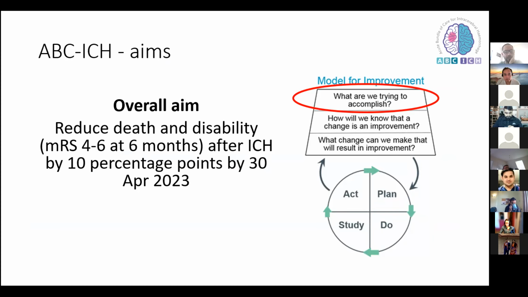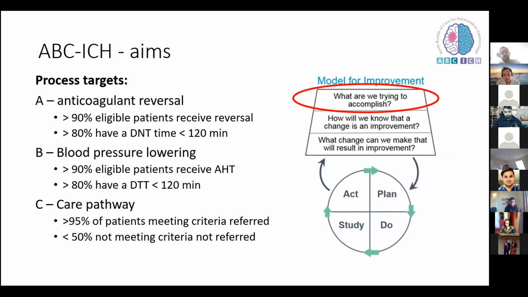So the whole aim of the project is to reduce mortality by 10% or by a third in 6 months' time. We need to meet targets as well while we're doing this project. We need to be achieving at least 90% of the patients who are eligible to be reversed. Similar for blood pressure lowering, at least 90%, and similar for the care pathway or criteria for referral to neurosurgery. We need to refer those who are meeting the criteria, about 95% of them, and we don't want to refer too many people.